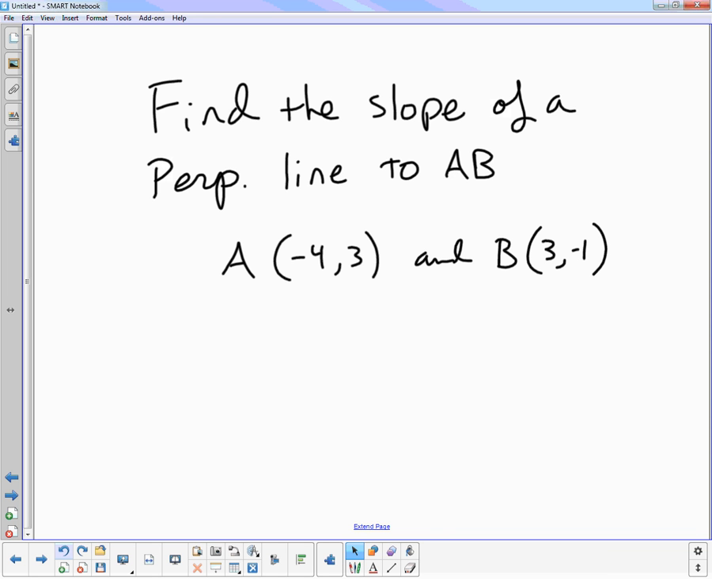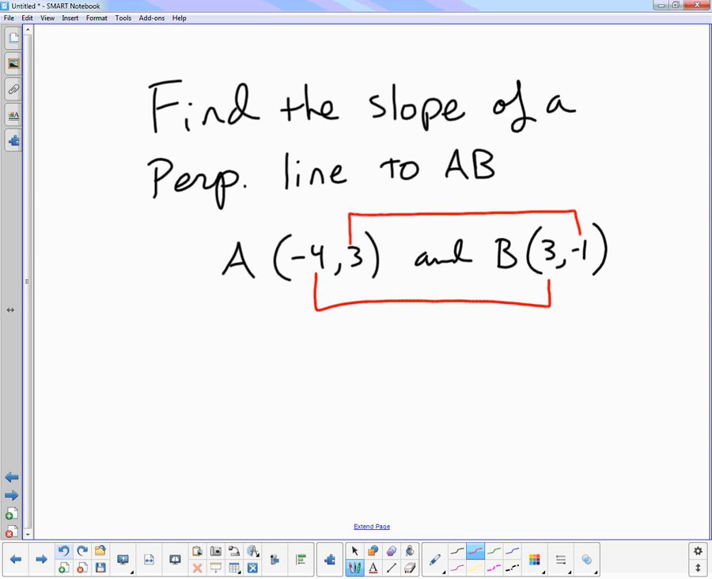All right. So to do this, you're going to first find the slope of the regular line, the regular AB. So everybody do this right now. Find me my slope. Yeah, it's negative 4, 3, and 3, negative 1. So first find that slope before we go anywhere. You're going to get a fraction, and you're going to reduce the fraction if you can. And then you're going to flip it upside down.